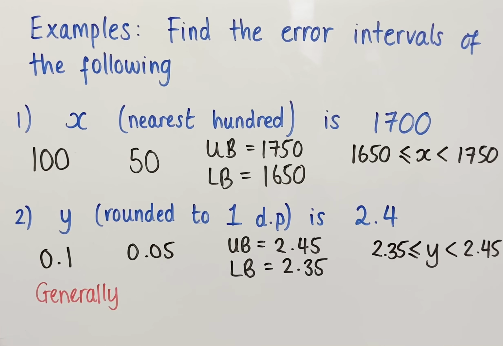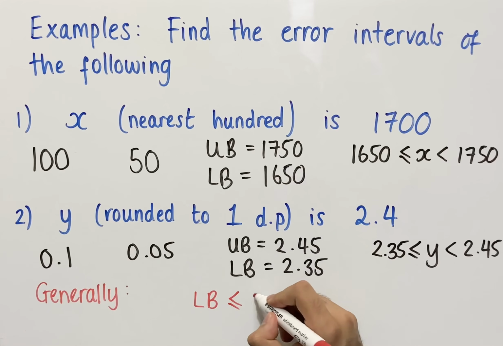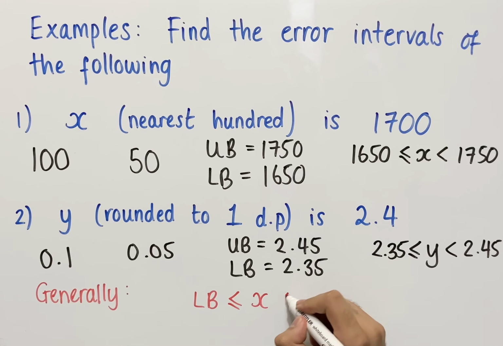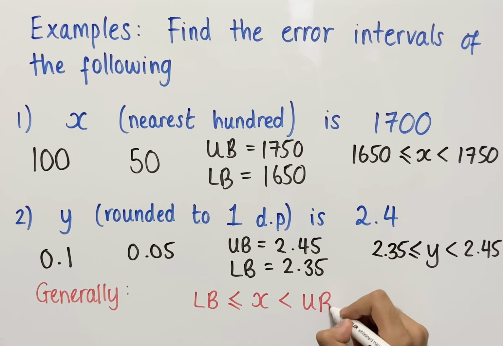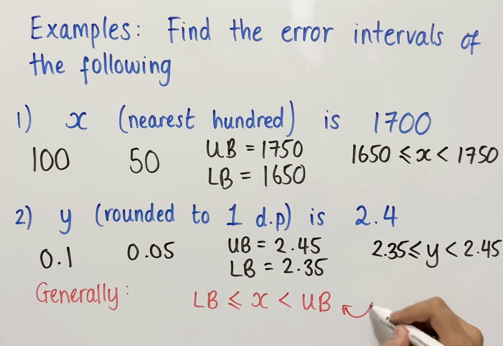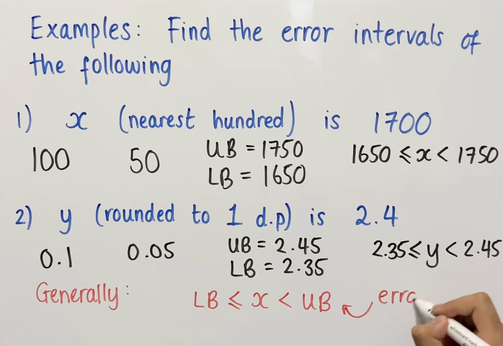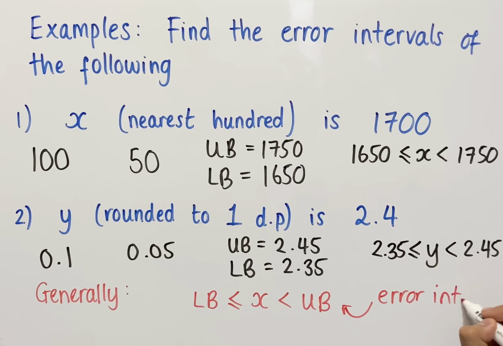So generally, if we want to work out the error interval of any number when it is rounded to the nearest 100, 10, decimal, or whatever unit, we can do the following. So for the error interval, we have that the lower bound of the number needs to be less than or equal to any number, say x, which is less than the upper bound. And this gives us the error interval for x.